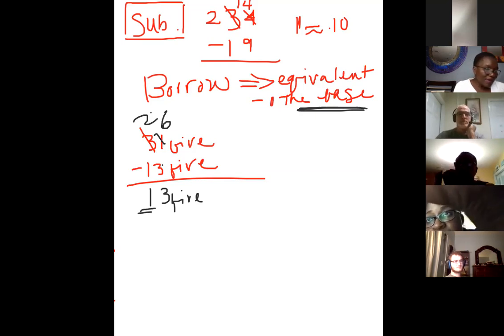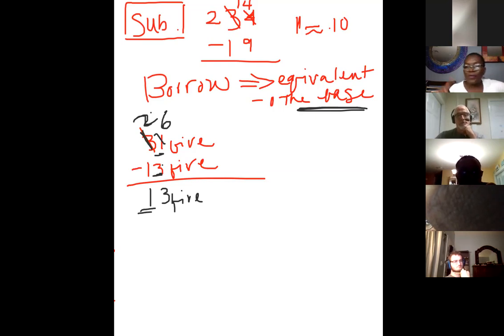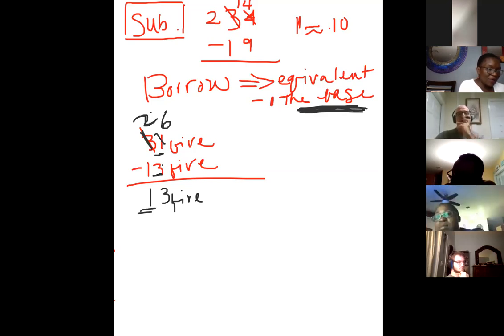Okay. So we borrowed, we cannot subtract 3 from 1. So we borrow 1 from the 3. So the 3 becomes 2. The 1 that we borrowed is equal to the base, and the base is 5. So we take the 5 and add it to the 1 that was already there. So if we do 5 plus 1, that gives us the 6.